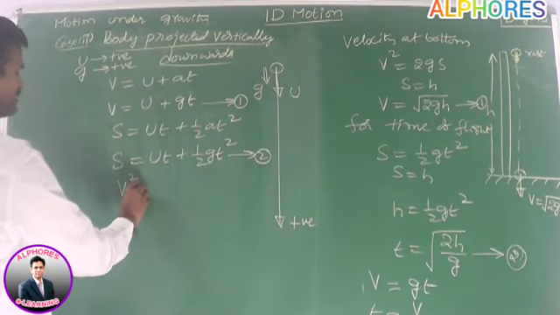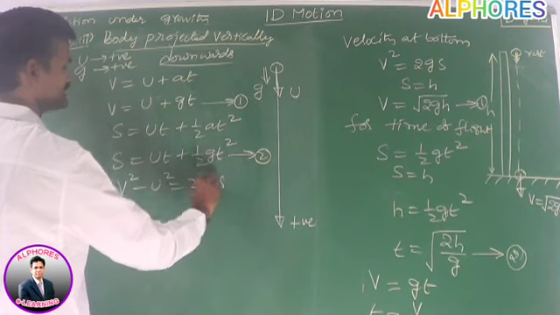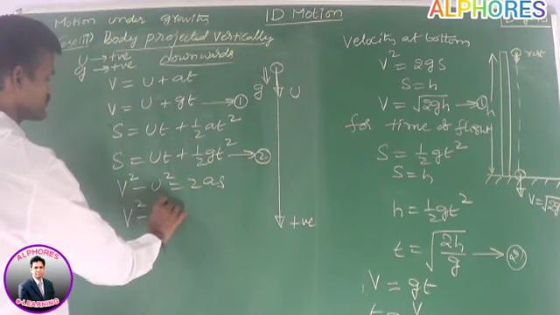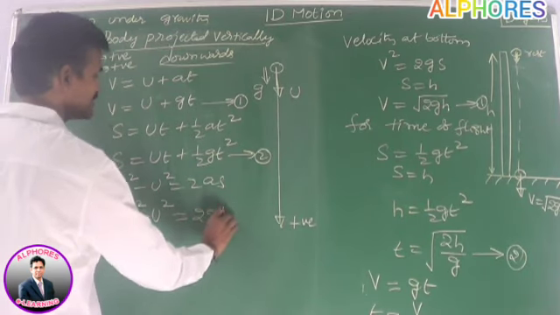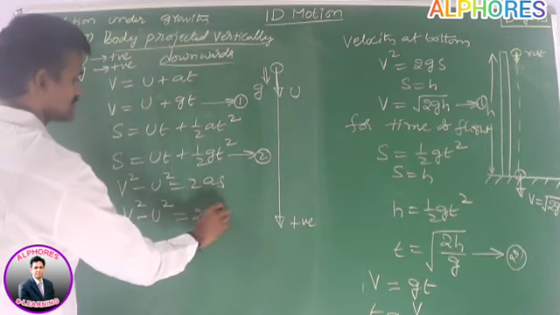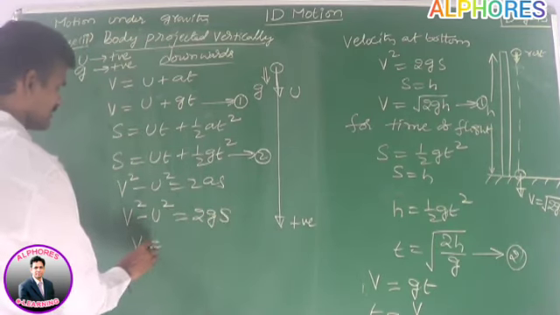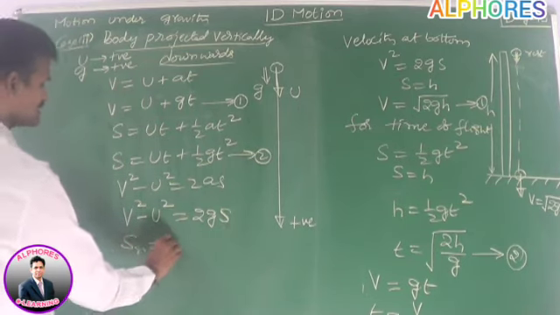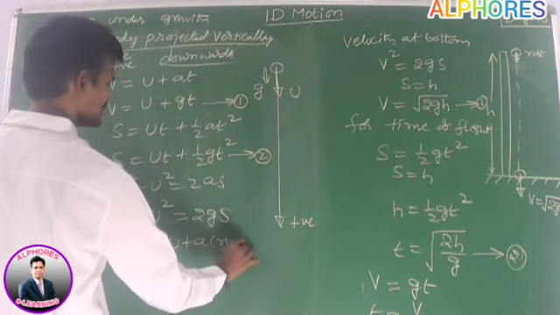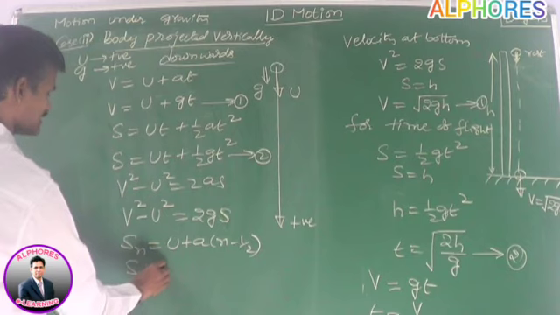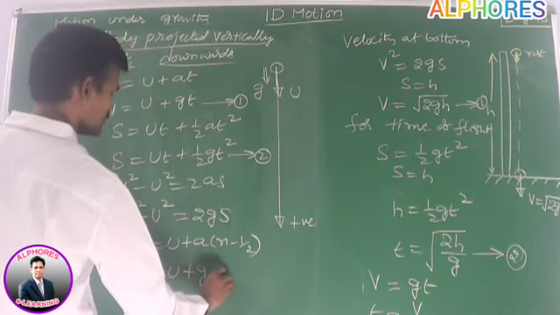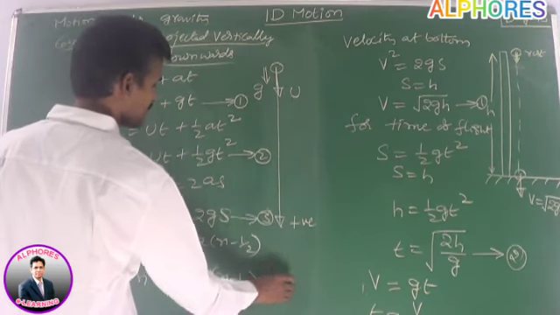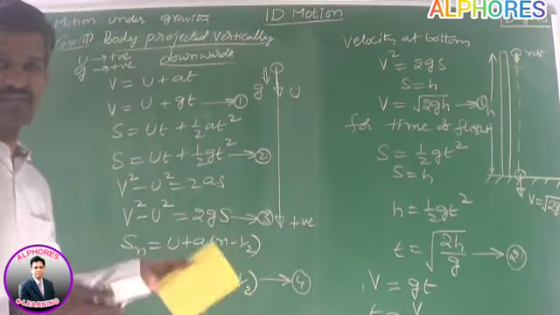How to write the third equation? v square minus u square equal to 2as in this case. It can be written as v square equals u square, since u is positive, plus 2g into h, or s. Then you will get v, or you can write it as it is. Our fourth equation, Sn is u plus a into n minus half. It can be changed as Sn is equal to u plus g into n minus half. These are the four equations used in case of a body projected vertically downwards from certain heights.